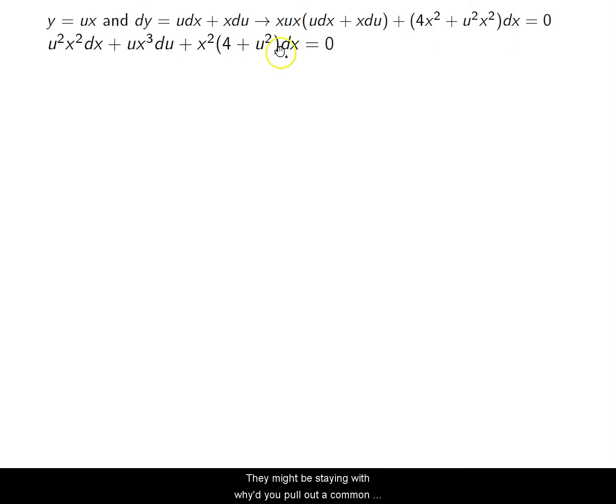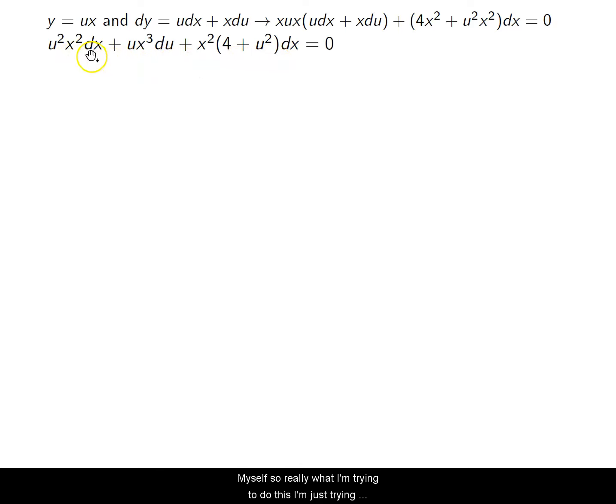Now you might be saying, well, why'd you pull out a common dx here but not with the common dx here? Or how come you didn't take this u squared x squared and add it to be 2 u squared x squared? I just didn't. Okay, there's no rhyme or reason. It's just how it ended up being when I started to do this work myself.